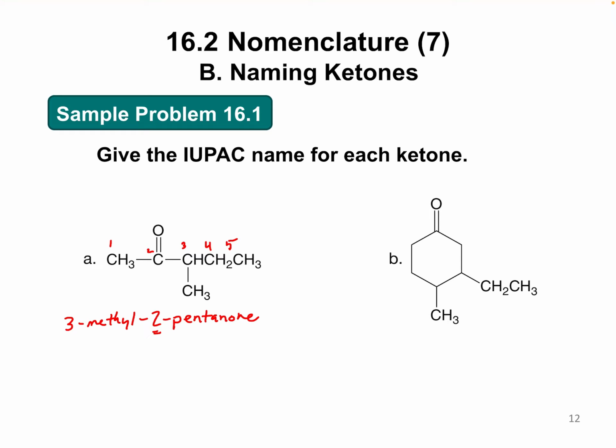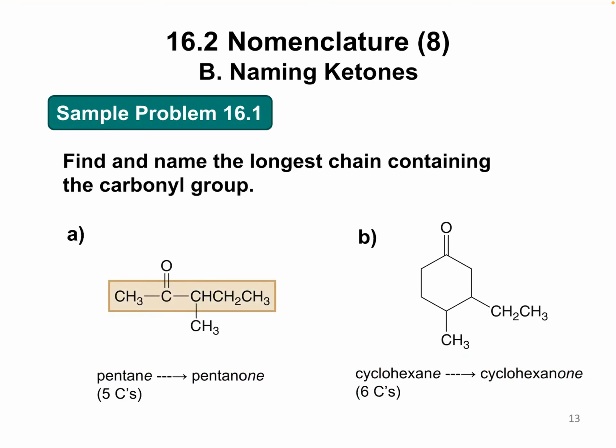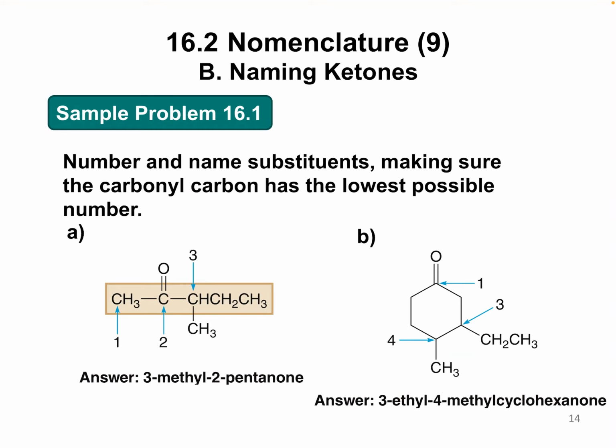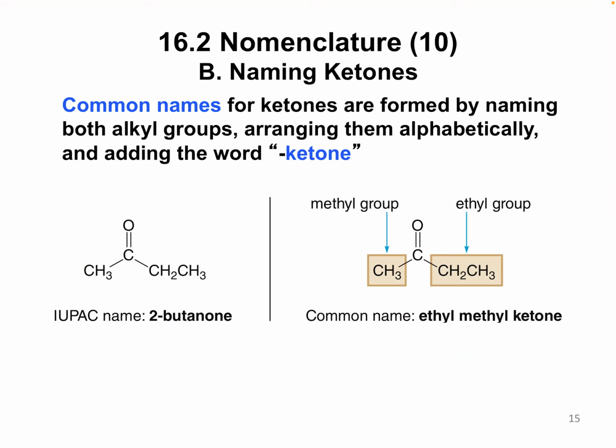All right, now we don't have to give a locant for that ketone that is in the ring. We're assuming that is at carbon number 1. So how would we name the one in B? It looks like we have an ethyl group at carbon number 3 of the ring and a methyl group at carbon number 4 of the ring. So ethyl comes before methyl alphabetically. So this would be 3-ethyl 4-methyl cyclohexanone. Sweet.